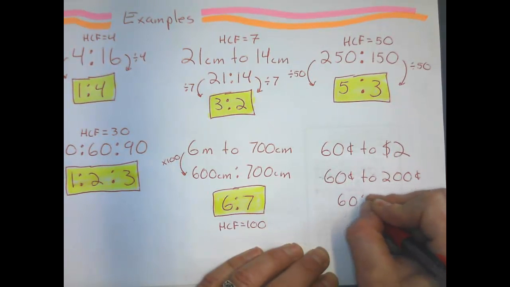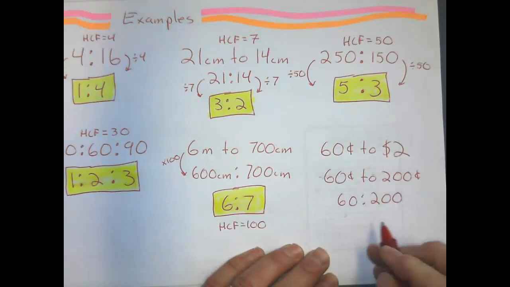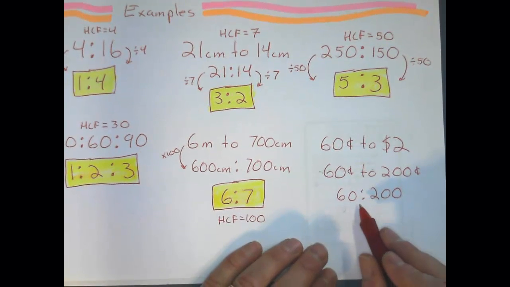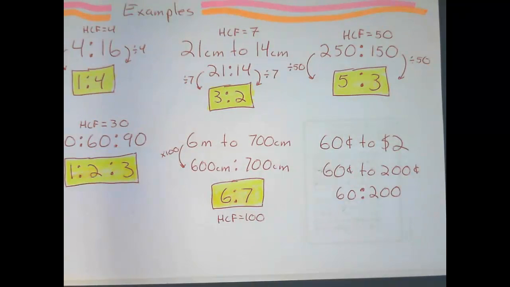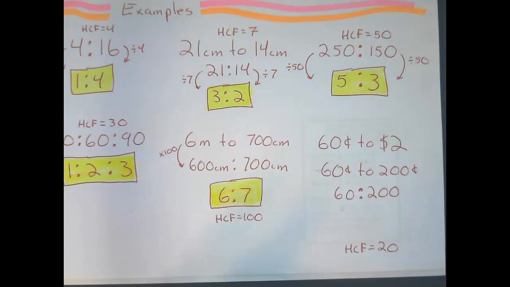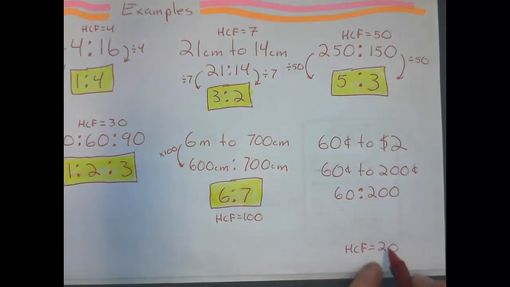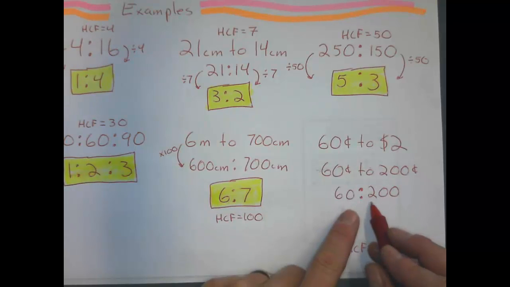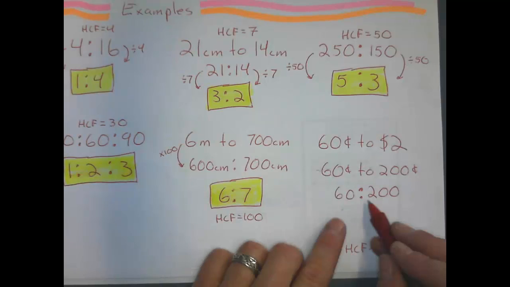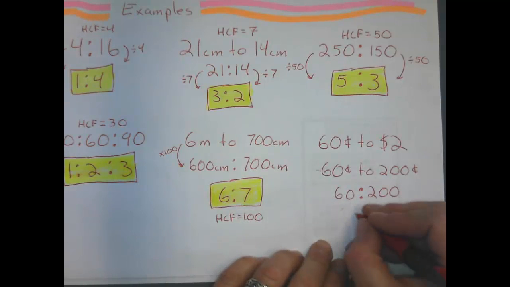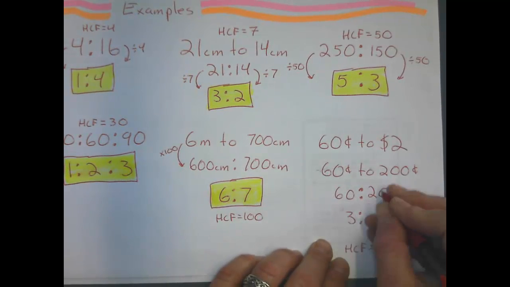And now I've got to simplify that. And the biggest number that goes into both of those would be what? All right, so my highest common factor is 20 for that one. And if you don't get it on the first go, like say you thought the highest common factor was 10, you'd simplify it again one more time to break it down. So I divide by 20. 60 divided by 20 gives me 3. And 200 divided by 20 gives me 10.